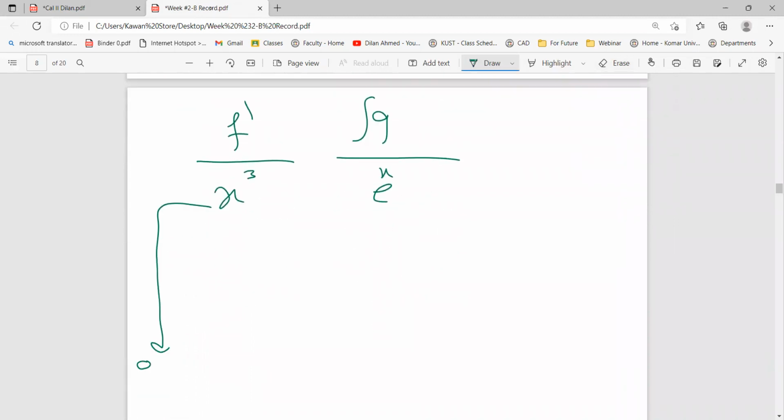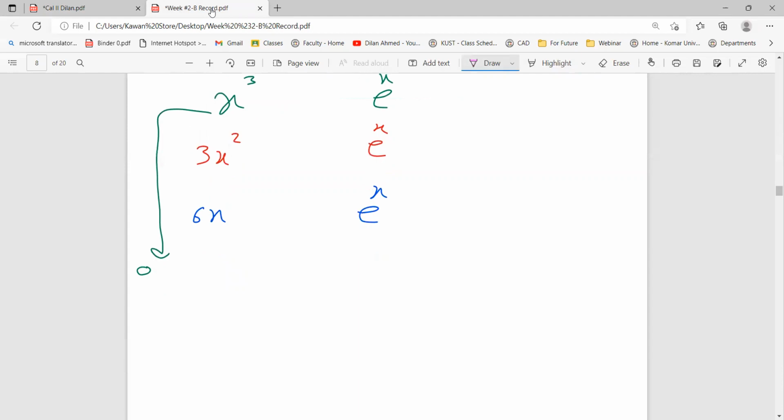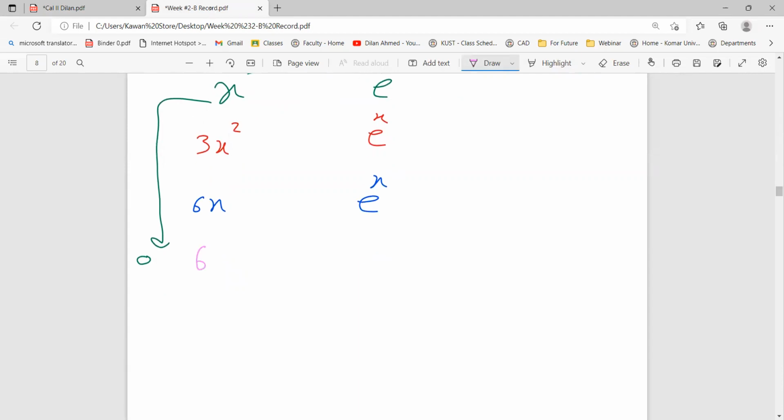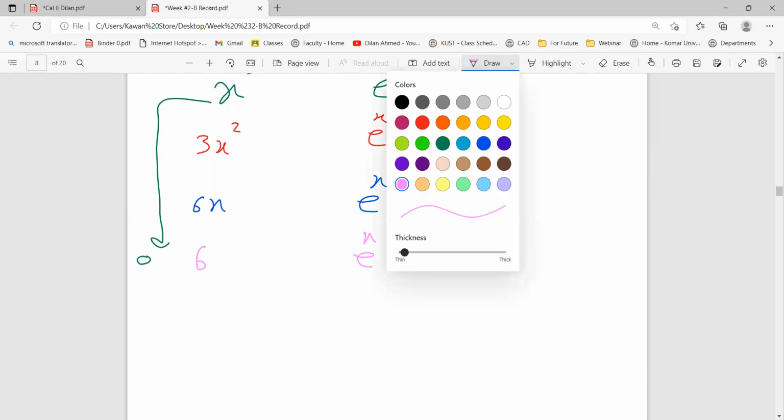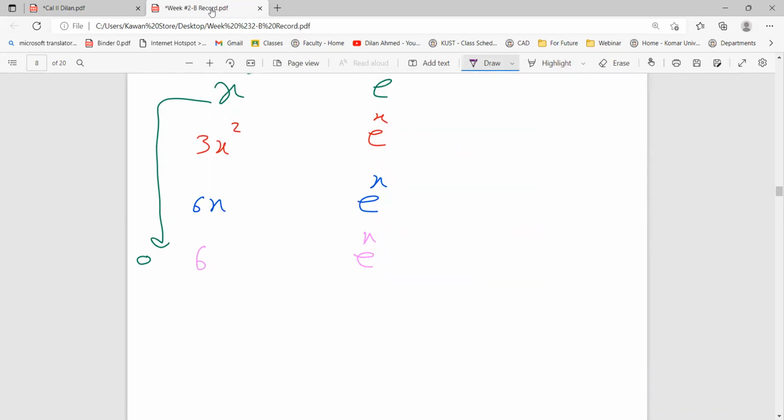Okay. Derivative of e to power x equal to what? Derivative of here? 3x squared, right? How about integral of here? Okay. Derivative of here? How about integral of e^x? Again, e^x. Derivative of here? How about integral of here? Okay. Derivative of 6? How about the integral of here? 0, right? You got the idea?